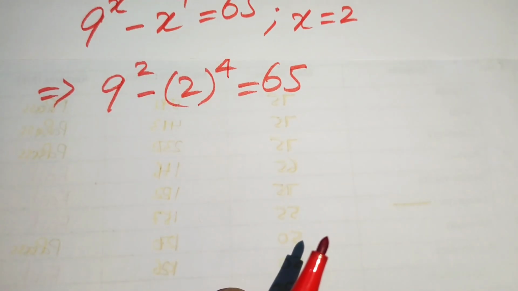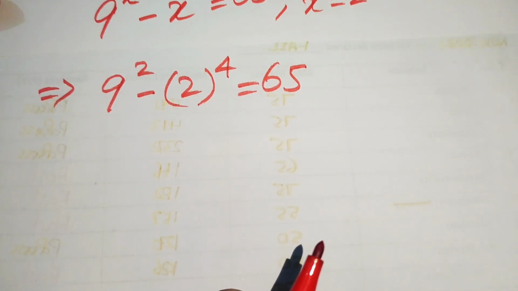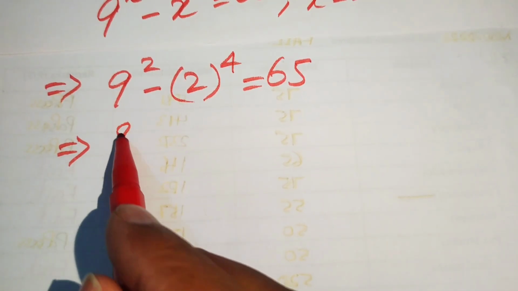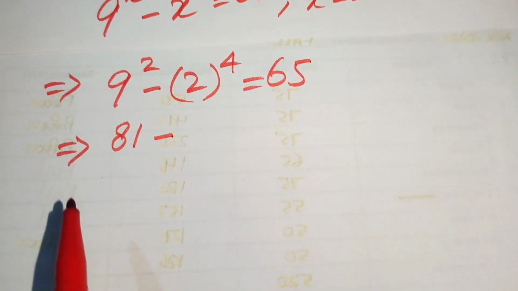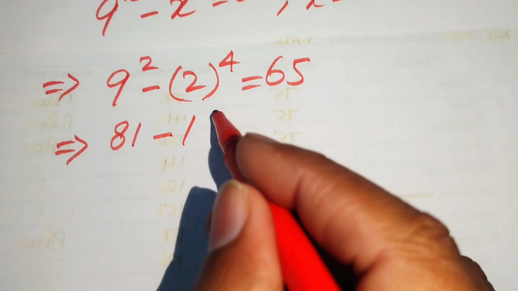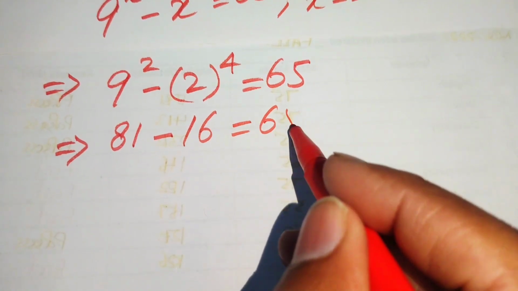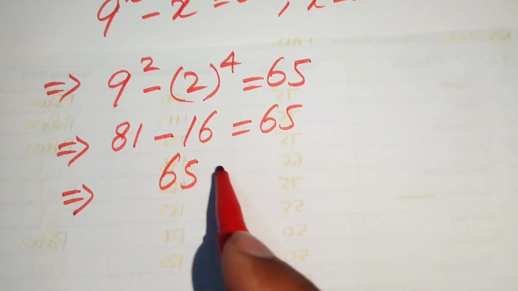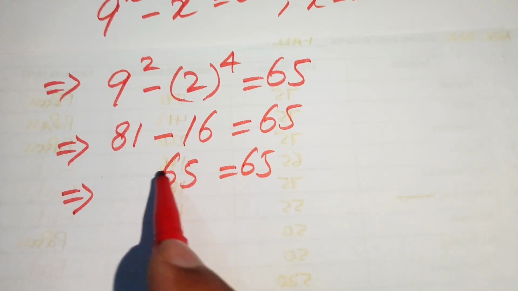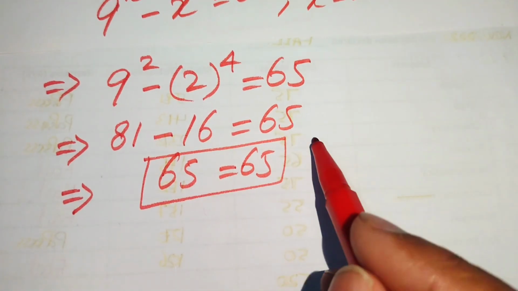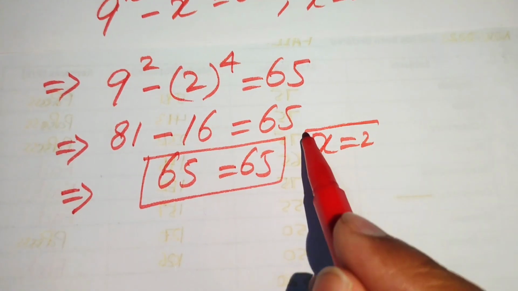After this step we have 9 square equals 81, and 2 to the power of 4 equals 16, and this whole equals 65. So 81 minus 16 becomes 65, which equals 65. This shows that the value x equals 2 satisfies the given equation.